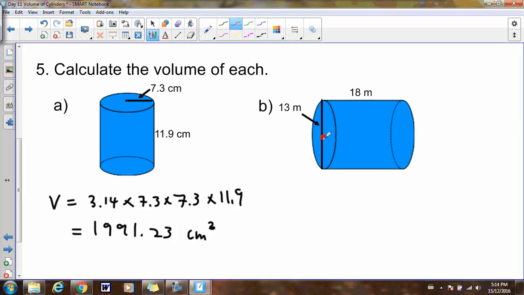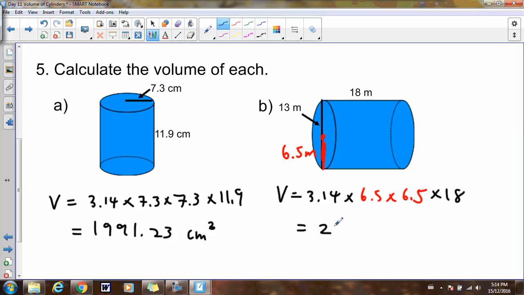This one here, okay, we play the same game again. It doesn't give us the radius, so you have to find the radius first. So half of 13, what is that? Okay, it's 6.5 meters. So all you have to do, again, is pi multiplied by the radius, 6.5 multiplied by 6.5, and then finally multiplied by 18, which is the height. You're going to get 2,387.97 meters cubed.